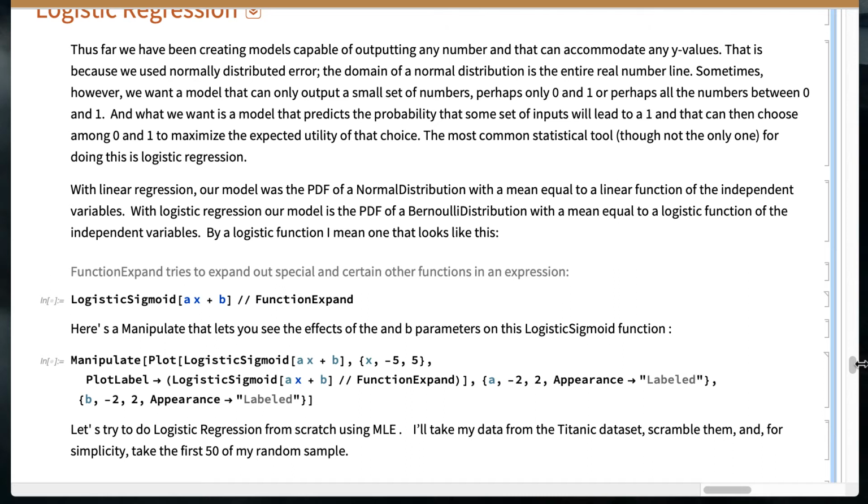So in this instance, a normally distributed error isn't very good. We might want a different kind of model. In fact, we might want a model that predicts the probability that some set of inputs will lead to a 1, and it can then choose among 0 and 1 to maximize the utility of that choice. And the most common statistical tool to do this, although not the only one, but I would say at this point the dominant statistical tool to do this, is logistic regression.